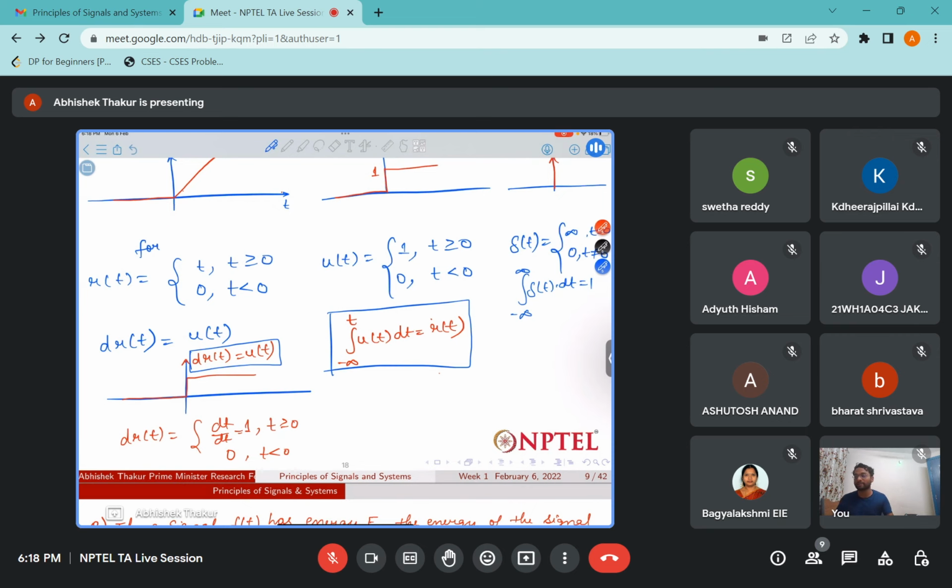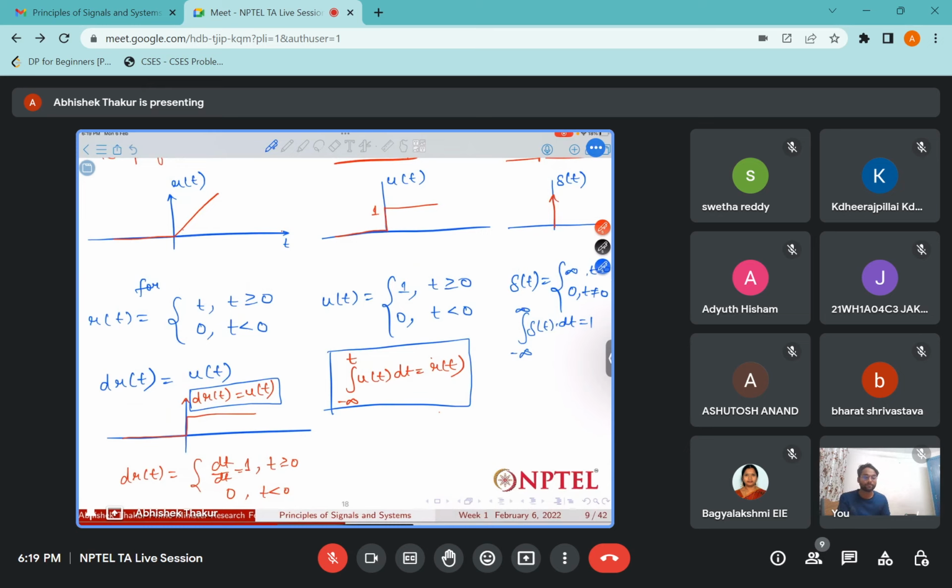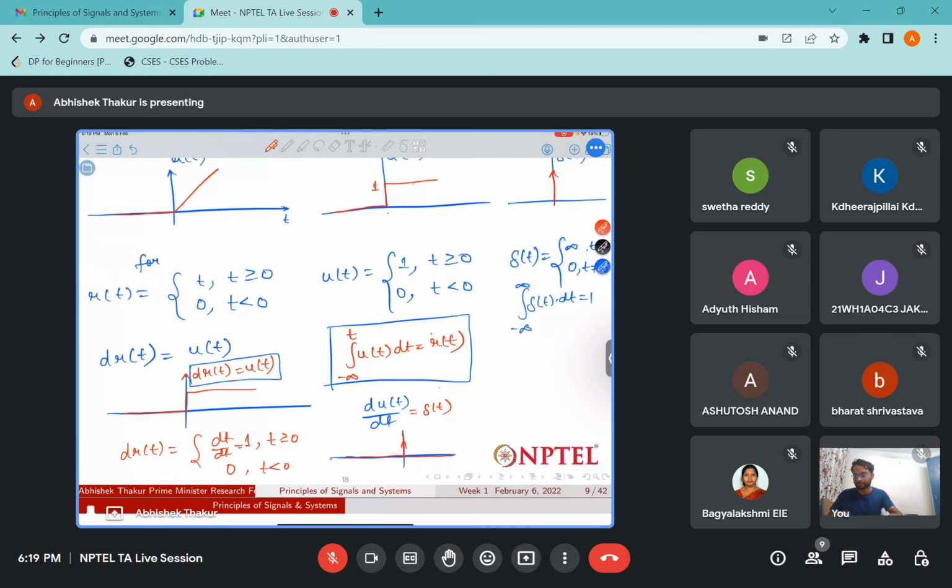Now, what will you get when you differentiate the unit step function? You will get the impulse function, because see, when you take the derivative of u(t), for negative values of t, it is constant 0, so it will be 0. And at t equal to 0, suddenly it is jumping, so it will become an impulse. That will be an infinite value. And again, for t greater than 0, it is a constant value. So the derivative of a constant is 0. So this is equal to del t. Understood? So these are the relations between del t, u(t) and r(t). You must be knowing about this.